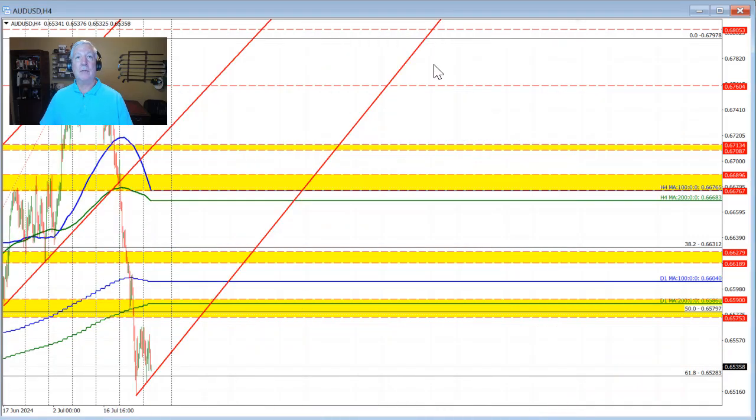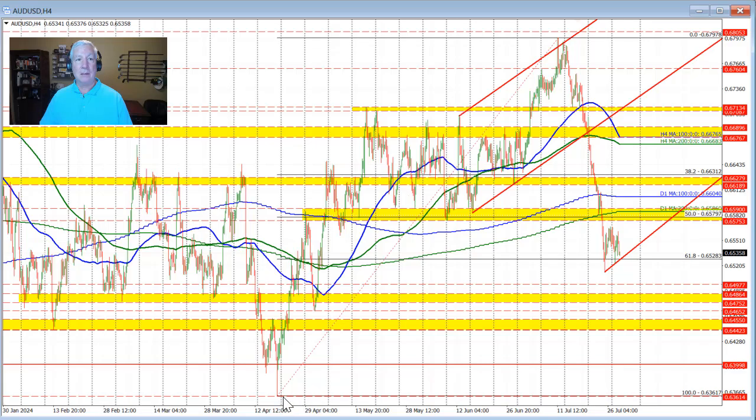I need to go to the 4-hour chart to get a better view of that. You take the low price going back to the month of April to the high price that we saw on July 11th. The 61.8% comes in at 0.6528, and as you can see in trading last week, the price did move below it, and in trading yesterday, the price moved below that level, but could not sustain momentum. We started to rotate to the upside.